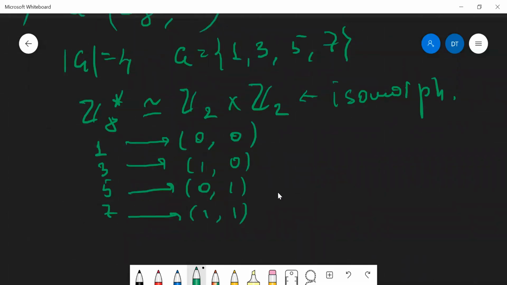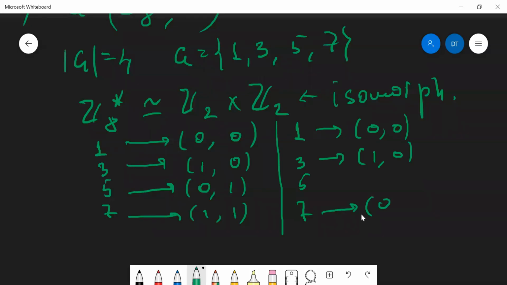By the way, this is not the only possible isomorphism here. I could define an isomorphism using a different set of rules. The identity must go to (0, 0) in any case. Well, I could take 3 to (0, 1) and 5 to (1, 0), but this is not very interesting because it corresponds to changing the order of these two factors. But what is more interesting is that you could do this: 3 goes to (1, 0), 7 goes to (0, 1), and then 5 goes to (1, 1). This is also an isomorphism.